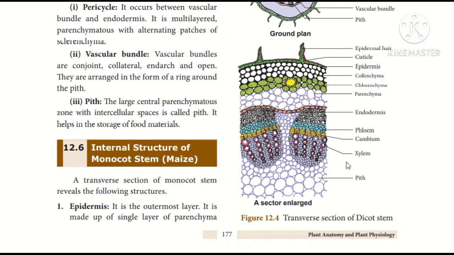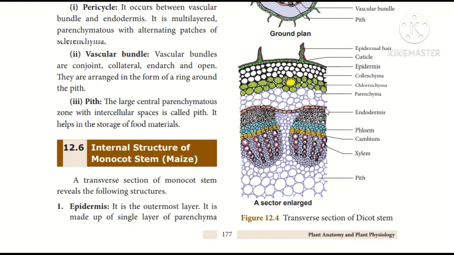And what is conjoined, what is collateral, what is endarch and open, we have already discussed in the root anatomy. Anyhow, once again coming back to what is conjoined, that is xylem and the phloem lying on the same radii. This is phloem, this is xylem, arranged on the same radii, is called conjoined. And the next one will be the collateral vascular bundle. That is, xylem is present towards the center and phloem lying towards the periphery is called collateral.